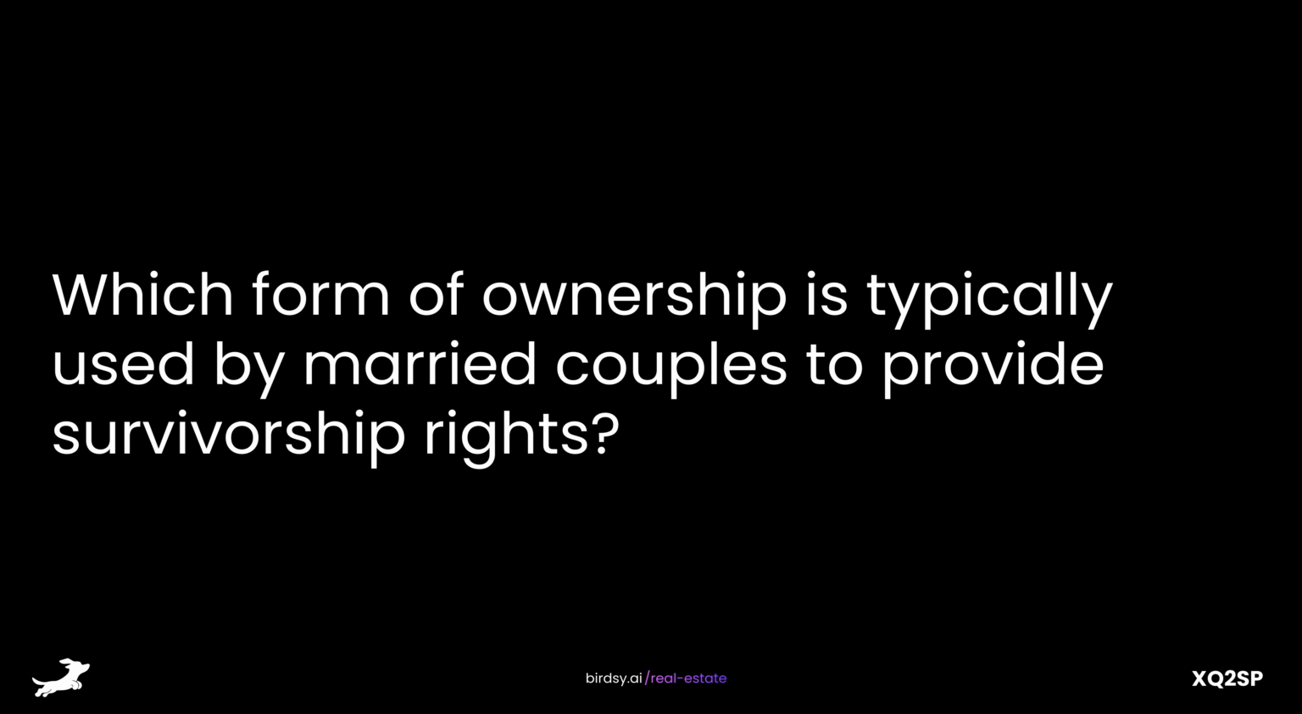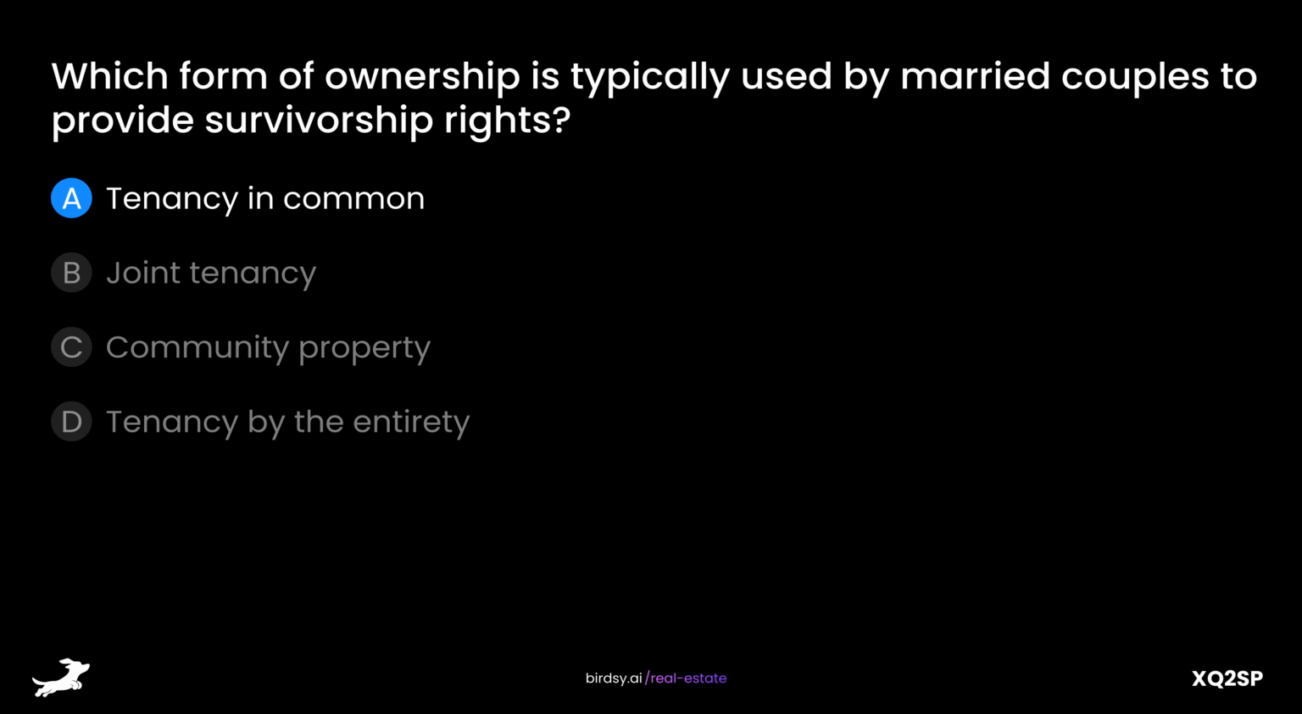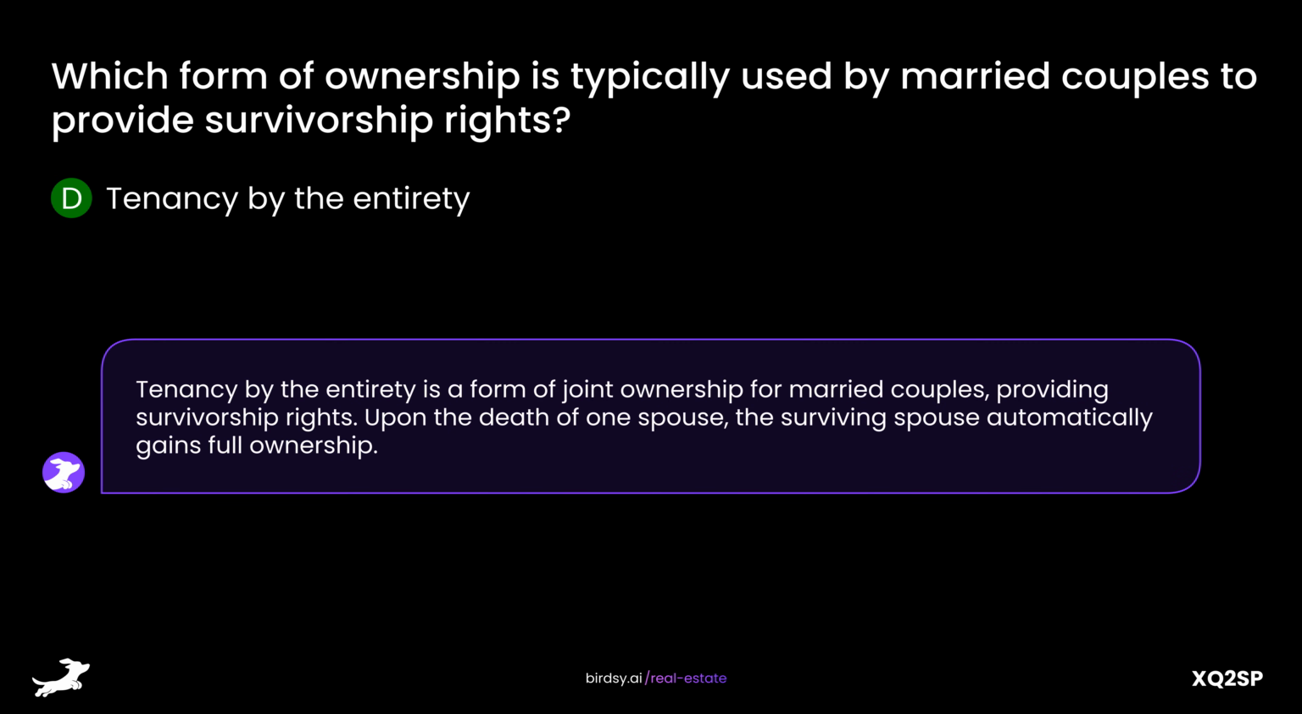Which form of ownership is typically used by married couples to provide survivorship rights? Is it A. Tenancy in common? B. Joint tenancy? C. Community property? Or D. Tenancy by the entirety? The answer is D. Tenancy by the entirety. Tenancy by the entirety is a form of joint ownership for married couples, providing survivorship rights. Upon the death of one spouse, the surviving spouse automatically gains full ownership.